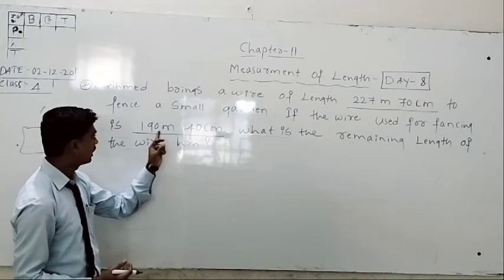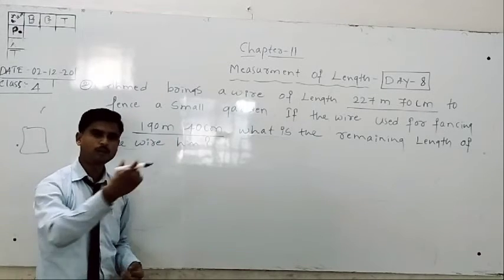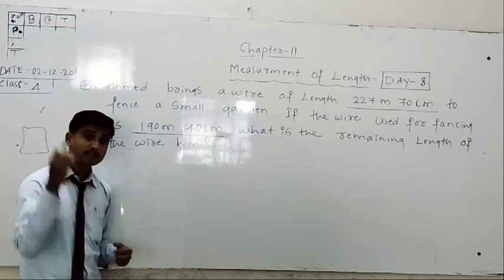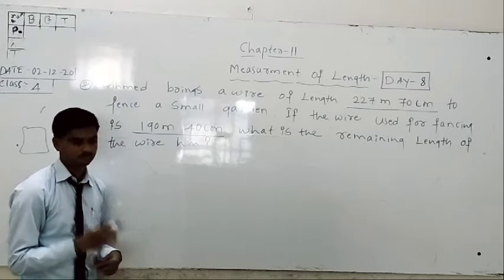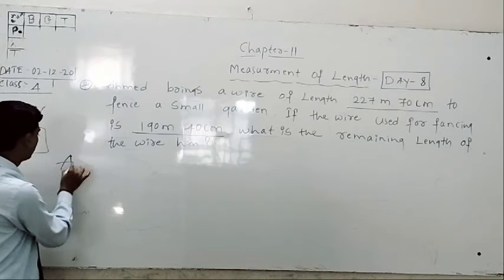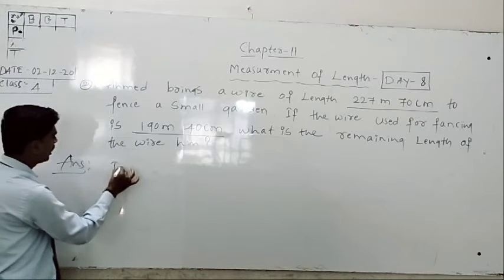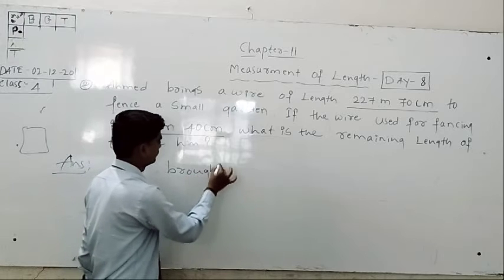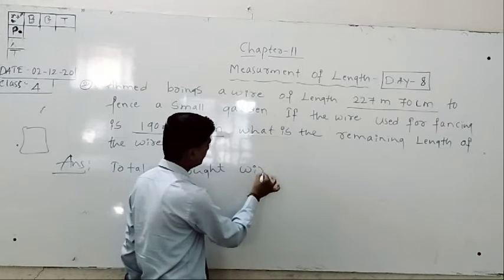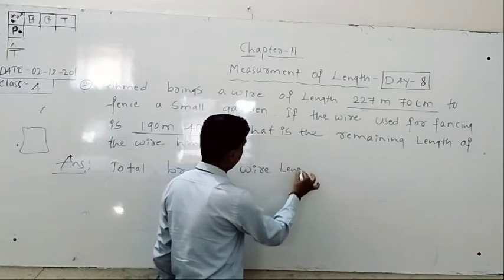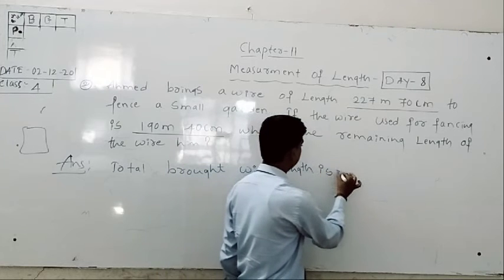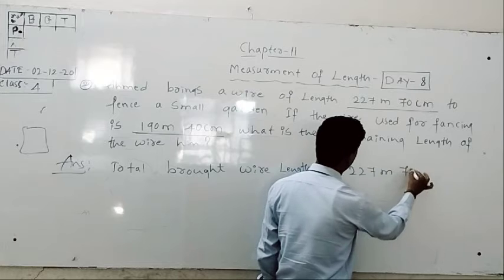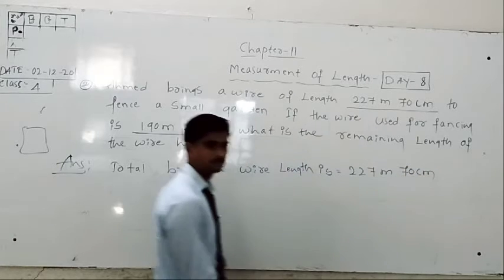Of that, 190 meter and 40 centimeter is already used. Then what is the remaining? Just only that one is to be found out. Then answer: total brought wire length is 227 meter 70 centimeter.